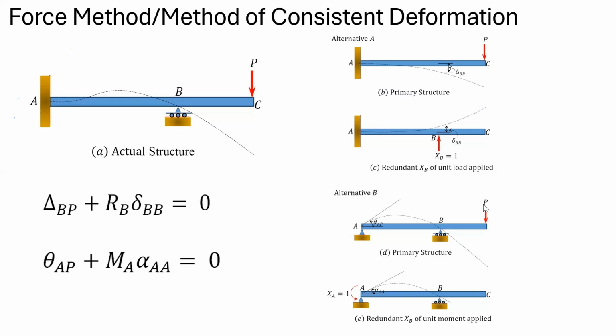But in the actual structure, because of the fixity, there is no slope, there is no rotation. That is why if I add both values, it gives 0. So this is again one compatibility equation that we get, and with the help of this additional equation, we can solve the structure. This is the concept of the force method, or method of consistent deformation, also called the flexibility method, that we will discuss in detail when we start our regular lectures.